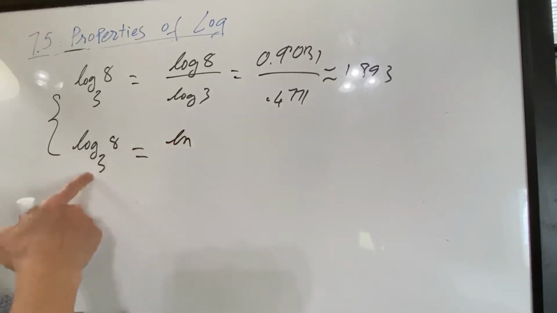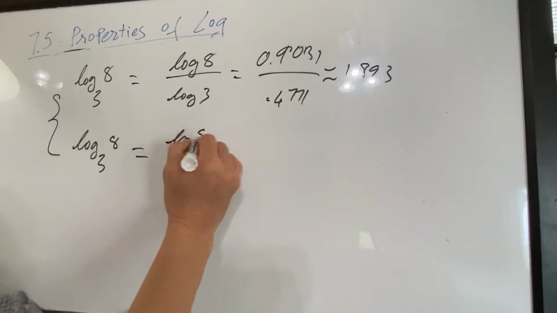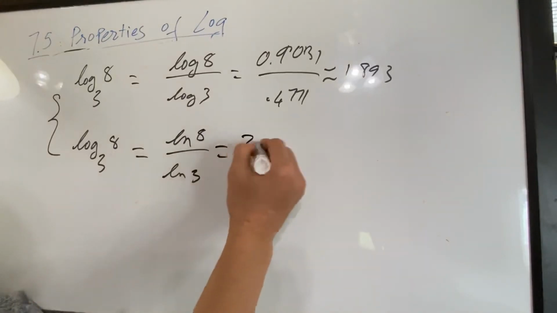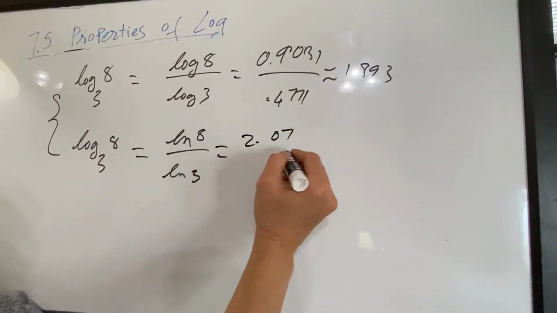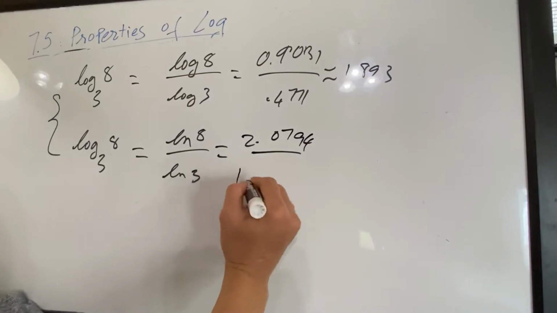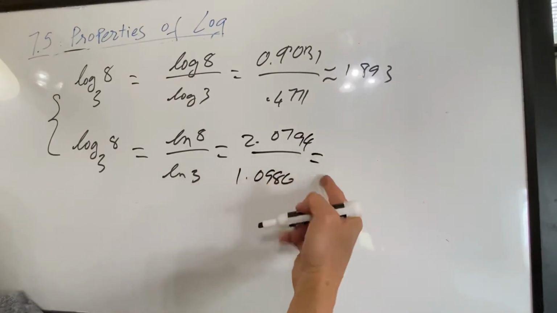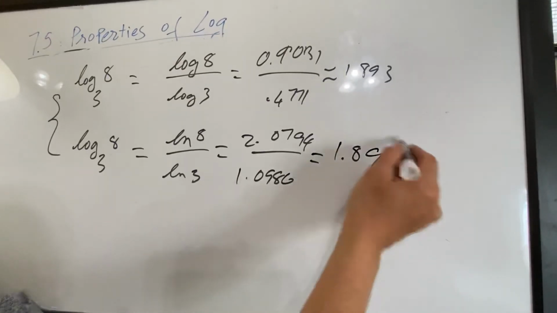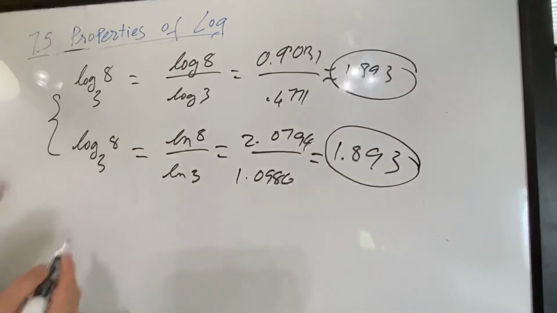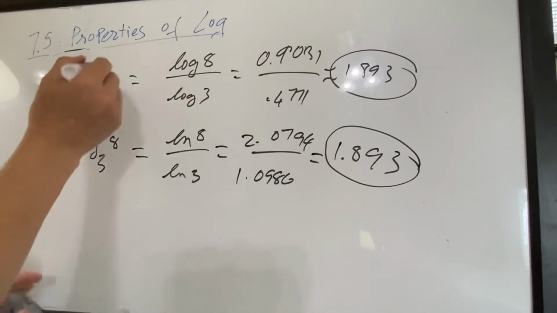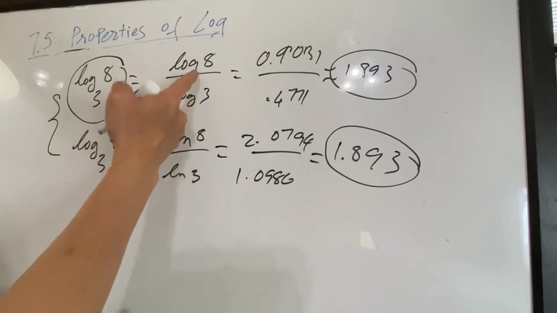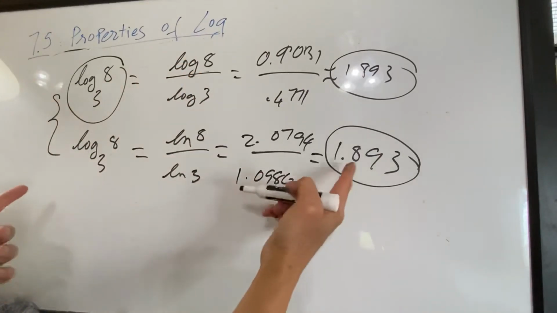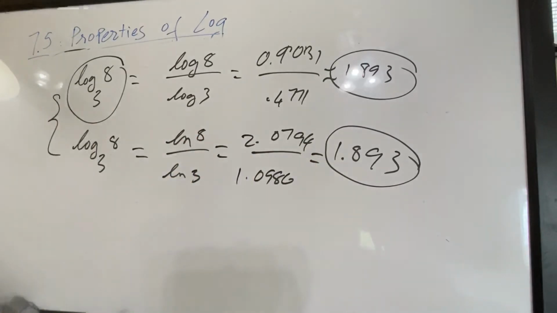So the base is e: ln 8 over ln 3. Then you punch it into your calculator, that's 2.0794 divided by 1.0986, and look, you will have 0.893. This is to prove the point that you can pick any base as long as you use the same base in both. If the base over here is 10 and the base over here is e, you still have the same value. That's the whole point they want to demonstrate.